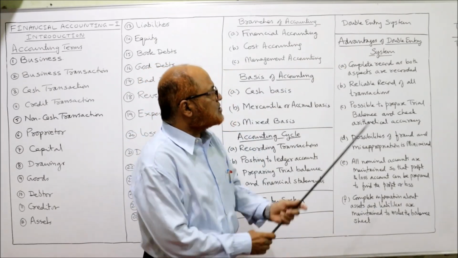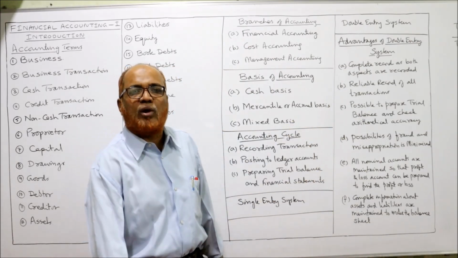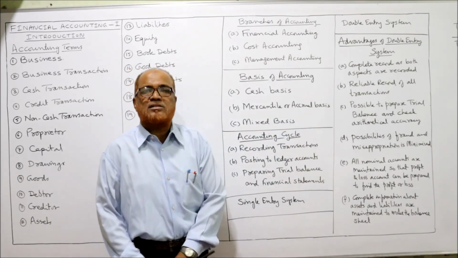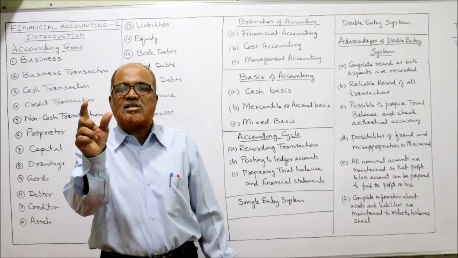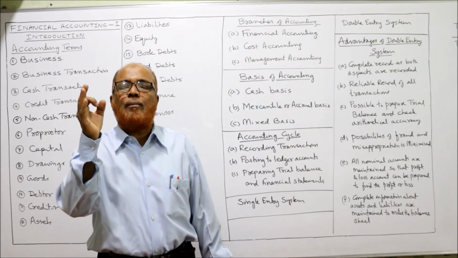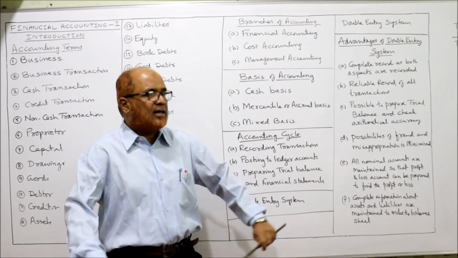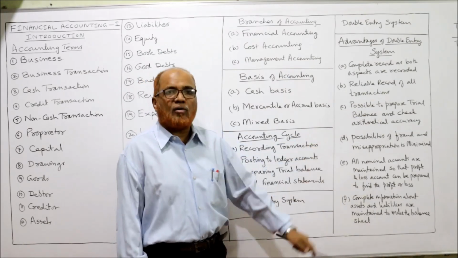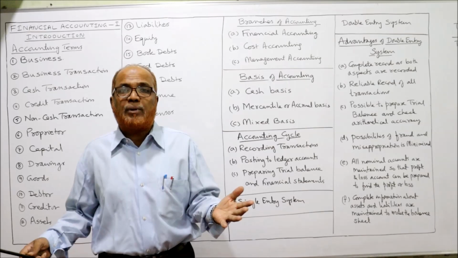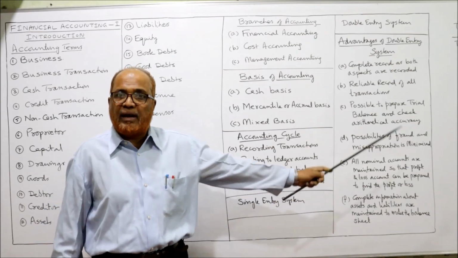Now, what are the advantages of double entry system? Very frequently in examination, a theory question will be asked regarding what are the advantages. The first advantage, complete record as both the aspects are recorded. Single entry system is called incomplete system, whereas double entry system is called complete system, because we are recording both the aspects, debit aspect and credit aspect. Second, reliable record of all transactions. The transactions are both recorded, so it is more reliable. The accounts are more reliable if we keep the accounts on double entry system.